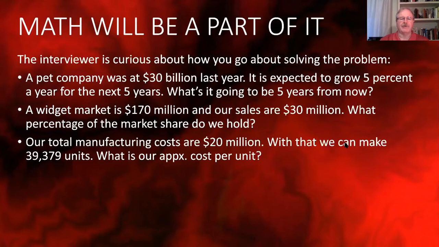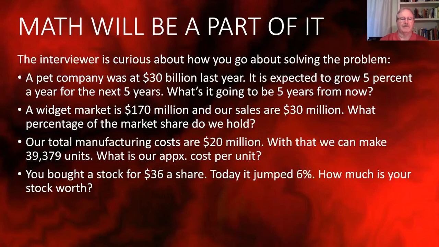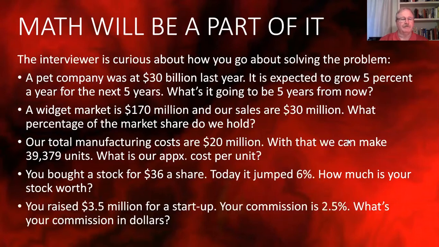Our total manufacturing cost, with that, we can make 39,379 units. What is our approximate cost per unit? You bought a stock for $36 a share. Today, it jumped 6%. How much is your stock worth? You raised $3.5 million for a startup. Your commission is 2.5%. What's your commission in dollars?